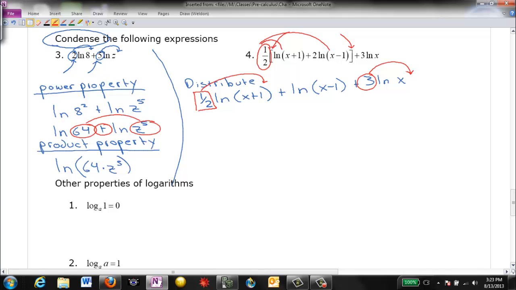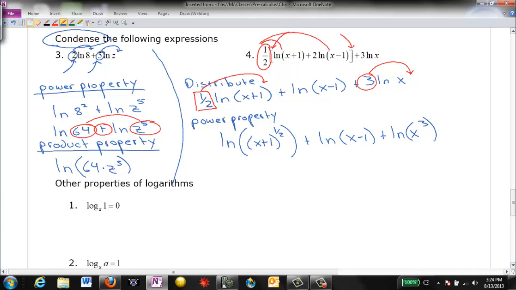Okay, so I'm going to go ahead and rewrite this after I apply the power property. So we have the natural log, and again I need a couple of parentheses here. So I have x plus 1 raised to the 1/2, and all of that is contained inside of that natural log function, plus the natural log of x minus 1 plus the natural log of x cubed, right? And that x cubed is inside of that natural log. Okay, so we applied the power property. We've got those exponents put back.